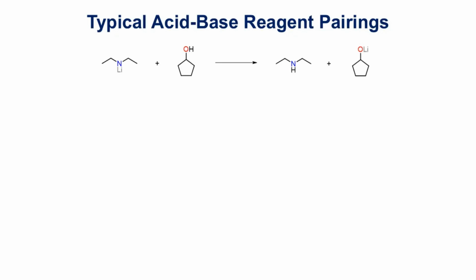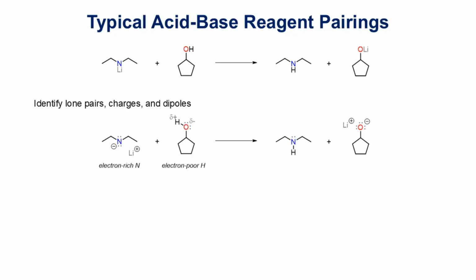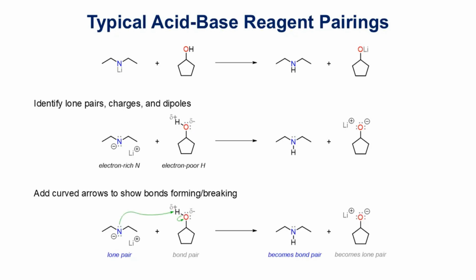In the next example, we have the lithium salt of an amine reacting with an alcohol. This results in a proton transfer to give the amine and the alkoxide salt as products. For the starting materials, the anionic nitrogen is identified as the electron-rich center and the proton on oxygen as electron-poor. The bond-making curved arrow then begins at the electron-rich nitrogen and is pushed to the electron-poor hydrogen. The second bond-breaking arrow describes the electronegative oxygen taking a pair of electrons to complete the process.